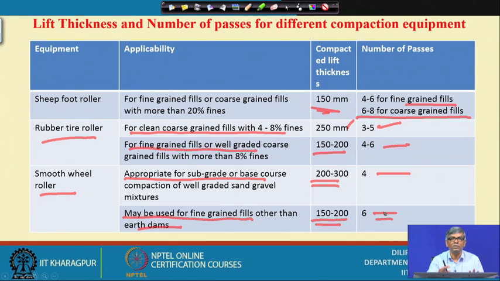So, these are the last 2 slides, where I have shown how to choose the compaction equipment. Once you choose the compaction equipment, then these are the guidelines, that means how much thickness you have to put in each layer and how many passes you have to give. So, these two guidelines can be used for selection during compaction.